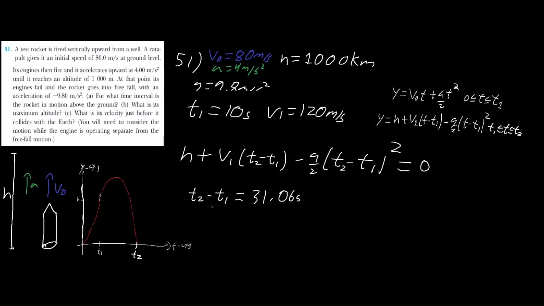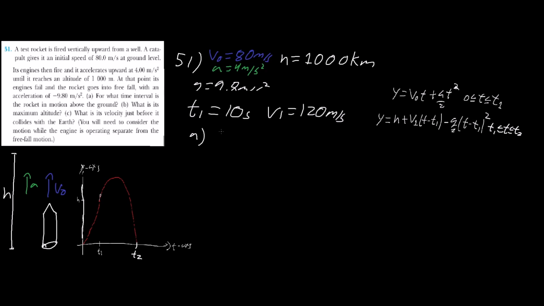And then we're going to add the t1 on both sides. And once you add the t1 here, t1 being 10 seconds, the time interval where the rocket is in motion above the ground, which I call t2, is going to be 41.06 seconds.